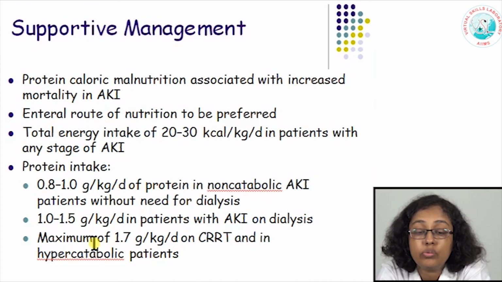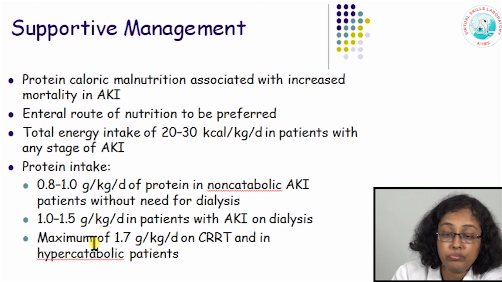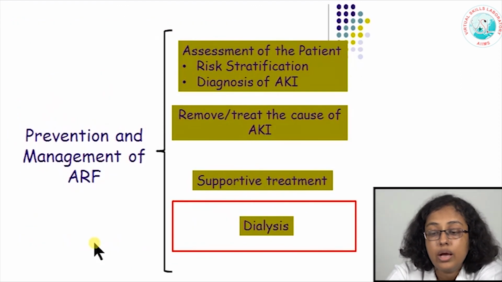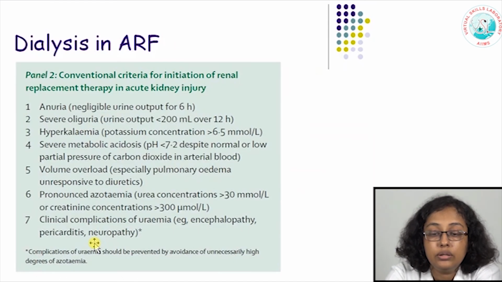It should be 0.8 to 1 gram per kg per day in non-catabolic patients who do not need dialysis, while hypercatabolic patients or patients who need dialysis will need 1 to 1.5 gram per kg per day of proteins. And finally, if nothing works, of course, you need dialysis.